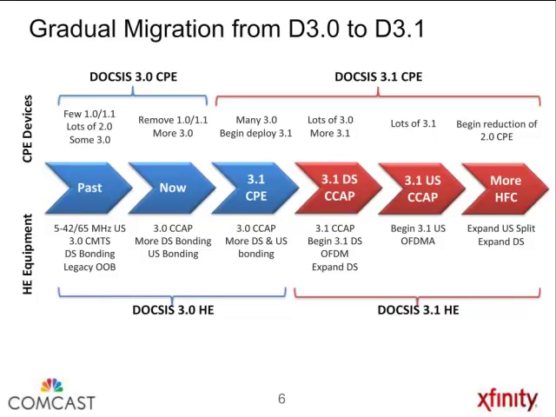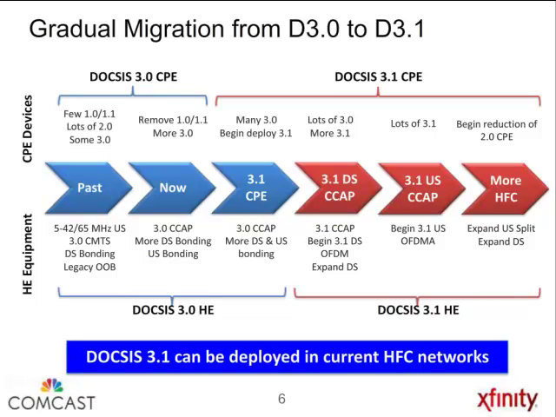This is an option. It's not necessarily a requirement. One of the messages that we want to make sure is pretty clear is that DOCSIS 3.1 can be deployed in current HFC networks as we have them today. Of course, if you expand the capacity of the network, then you'll have more capacity.